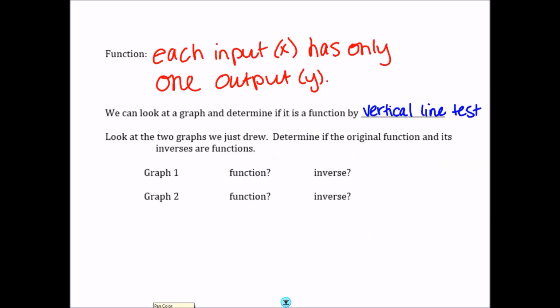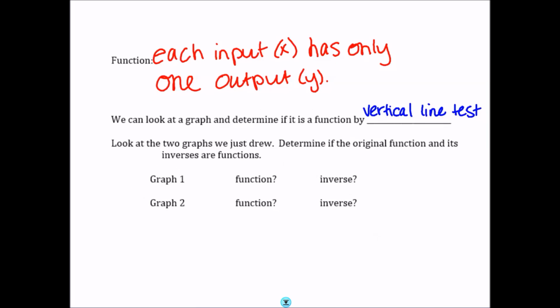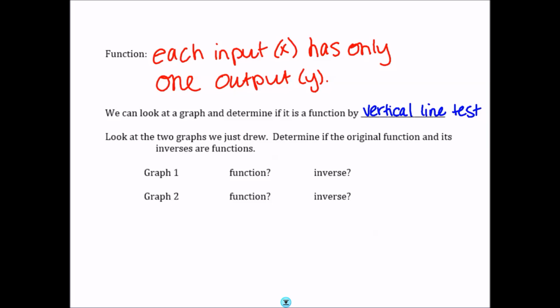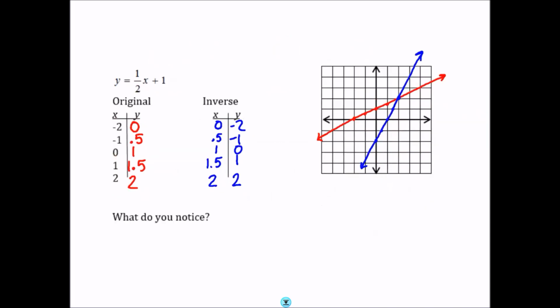So on graph 1, the original is a function. The inverse is not a function. If we look at graph 2, we do the vertical line test again. Hold your pencil or draw a vertical line. You'll see that both the inverse and the original are functions because your vertical line never goes through the graph more than once.